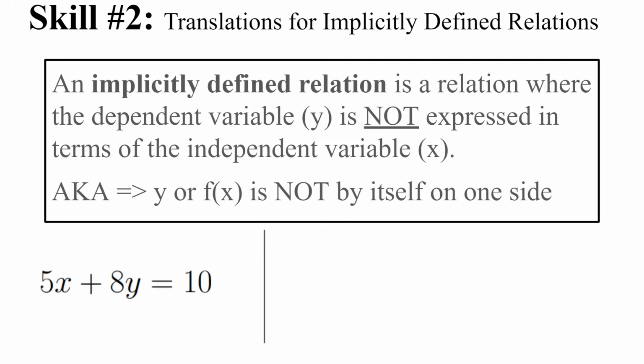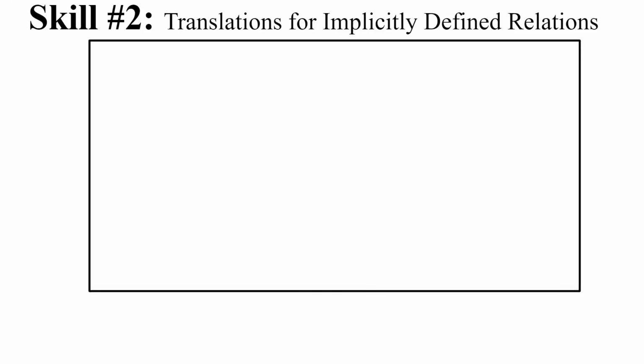So 5x plus 8y equals 10. That's an implicitly defined relation because, as you can see, y is not by itself. It's on the same side as an 8 and a 5x. Similarly, over here, x squared plus 3 equals y minus 6x plus 19. Same deal. The y is not by itself on one side. It has a minus 6x and a positive 19. So that would be a good example of an implicitly defined relation. So why are we going through all this? Well, there's a pretty different strategy that you have to use when you come across these kinds of relations on the digital SAT.